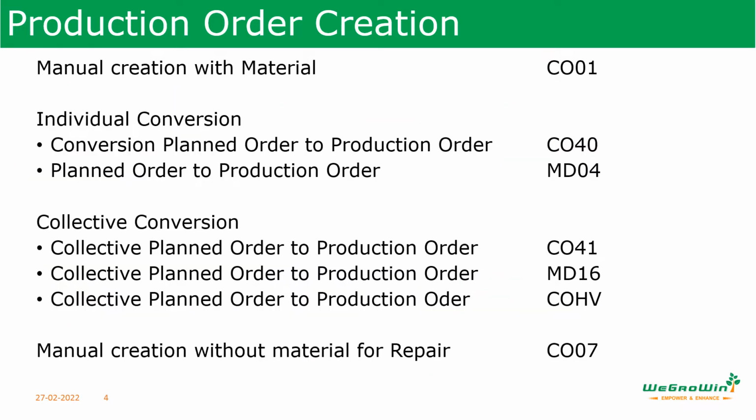Production orders can be created in different ways. One is manual creation of a production order for a material, which is done through transaction CO01. And then the conversion of individual planned orders to production orders can be done through CO40 or MD04. And then collective conversion of planned orders to production orders can be done through CO41, MD16 or COHV. And manual creation without material, that is for the purpose of repair, CO07 is used.